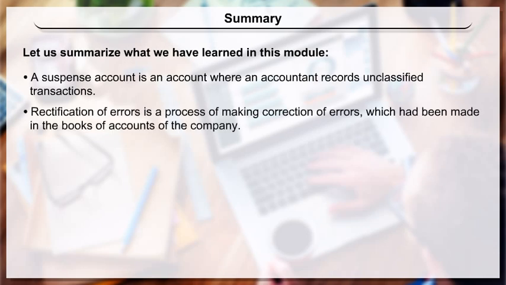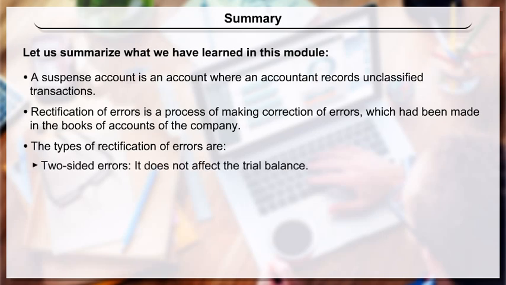Rectification of errors is a process of making correction of errors which have been made in the books of accounts of the company. The types of rectification of errors are: two-sided errors. It does not affect the trial balance. One-sided errors. It affects the trial balance.